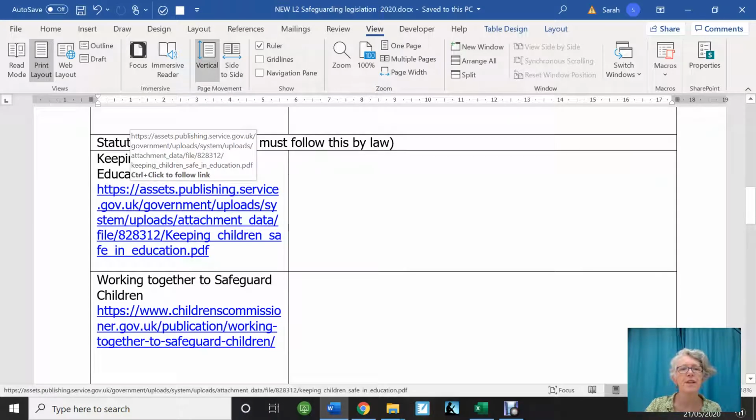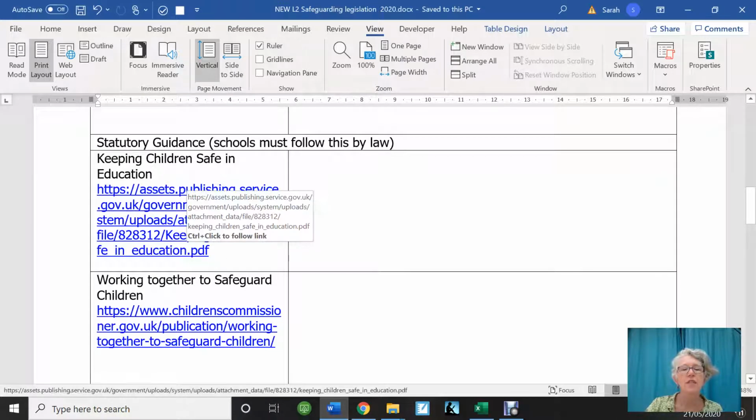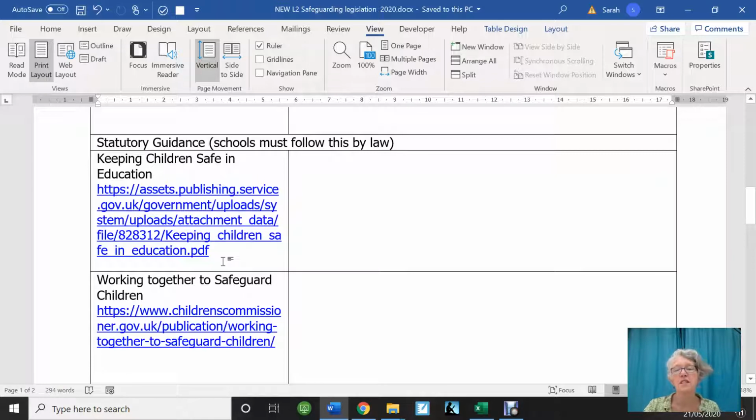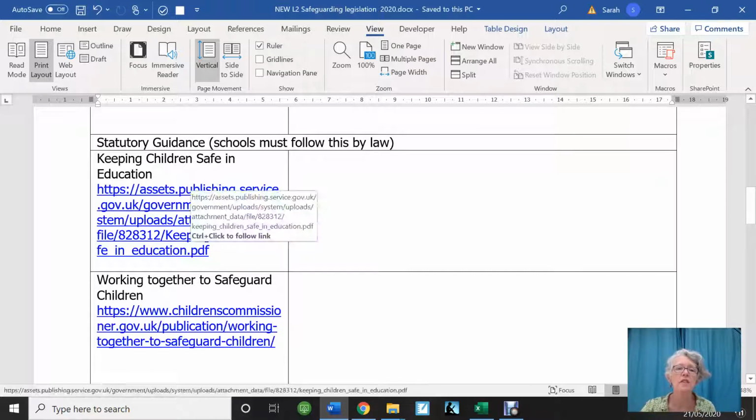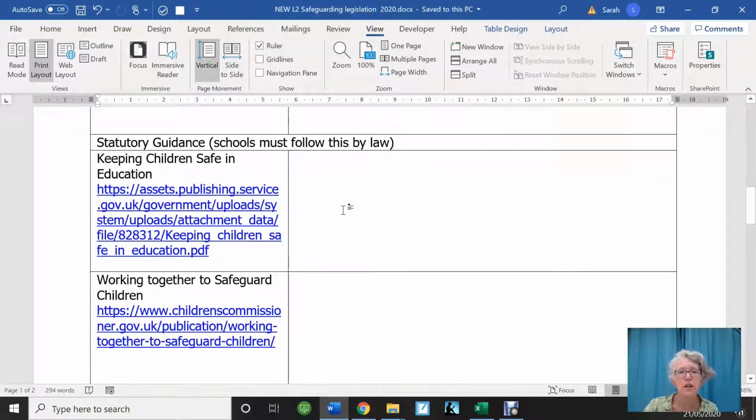Keeping children safe in education. This is for all of those different agencies that work with children for safeguarding. Can you put 2 key facts from this link? And then, I said it the wrong way round. Keeping children safe in education is actually a document that you should read as an employee in a school or even a volunteer. When you start working in school, they should make you read this document. So have a look at this one.